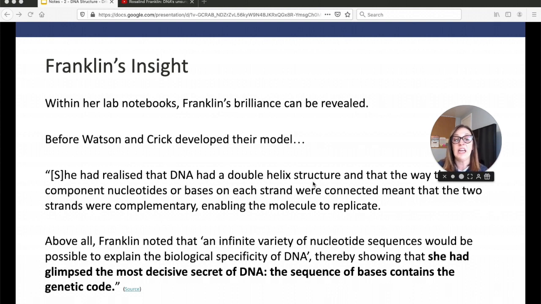Above all, she noted that an infinite variety of nucleotide sequences, A's, T's, C's, and G's, would be possible to explain the biological specificity of DNA. In other words, remember how scientists used to think that proteins were the genetic molecule because there are so many different types and they're so complex? Well, what she explained in her writing was that based on the sequence of A's, T's, C's, and G's, there's an infinite number of ways those could be added together in sequences to create the vast diversity of life that we see. So thereby showing that she had glimpsed the most decisive secret of DNA: the sequence of bases contains the genetic code that makes each of us similar but also unique.